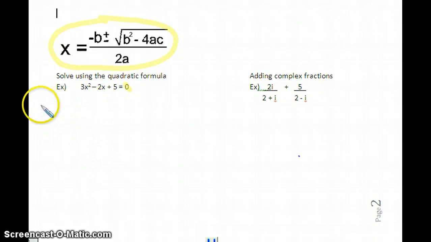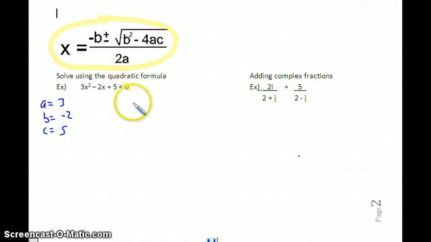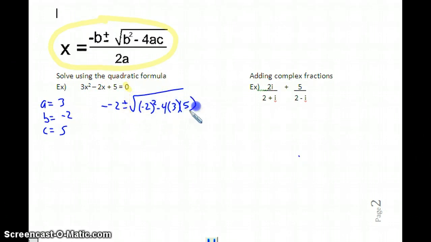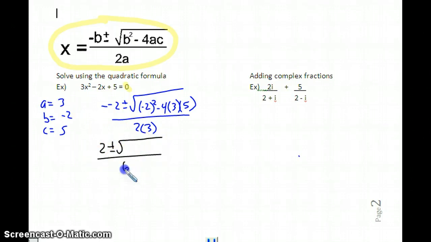So let's start to solve this by identifying what A, B, and C are. A would be 3, B would be negative 2, and C would be 5. Let's plug it into our formula. Negative 2 plus or minus the square root of negative 2 squared minus 4 times A times C, all divided by 2 times A. So simplifying this would make a 2, this would make a 6.